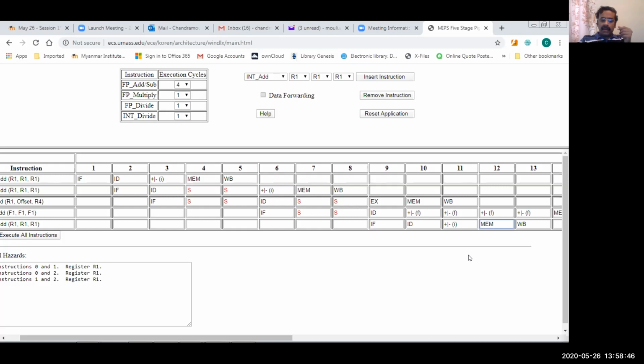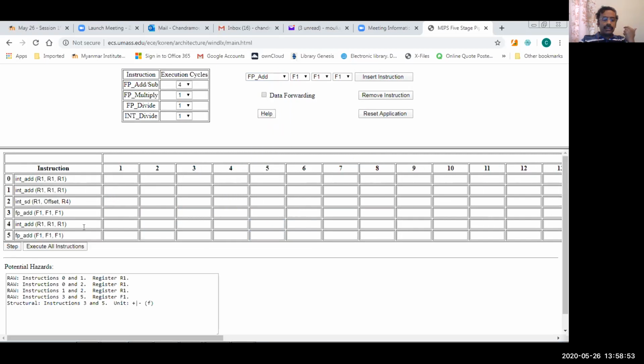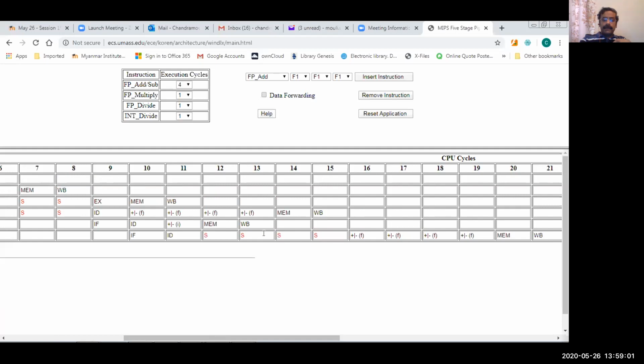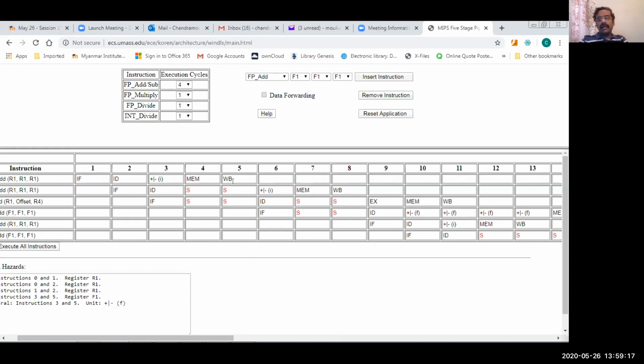Okay, I'll tell you, suppose let me introduce one more FP add in this and then execute all. Now let us see, one second, let me show you. Now you see here, this is using the same unit being used by the previous instruction, so it cannot use it until that becomes free. So it is holding it, it is stalling this instruction. Its behavior will be different based on how they are imagining the hardware to be, and then it is implemented based on that.